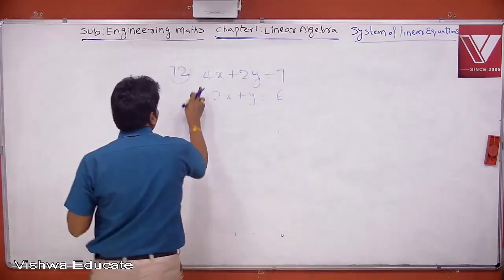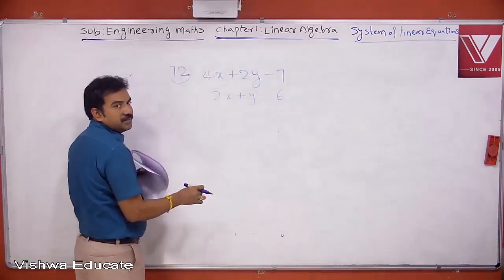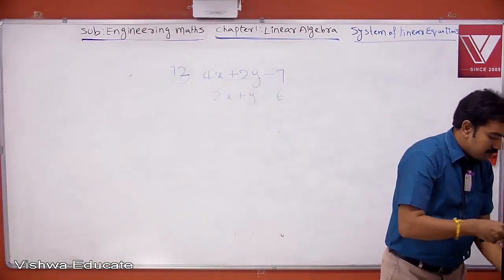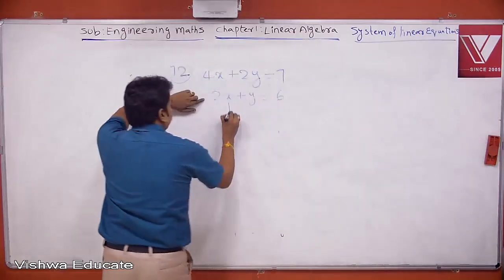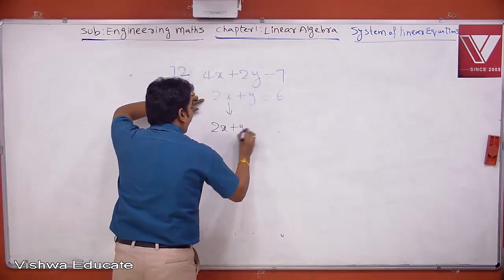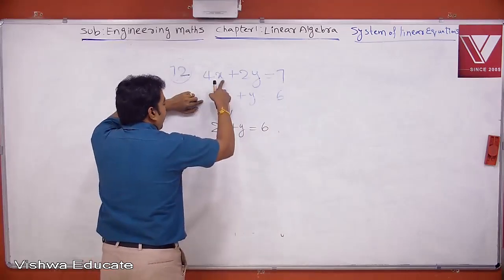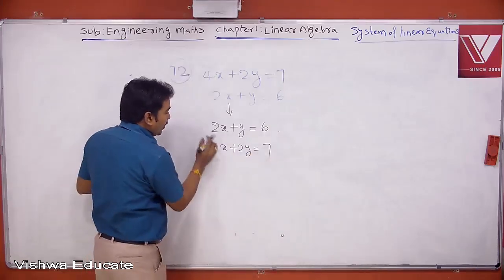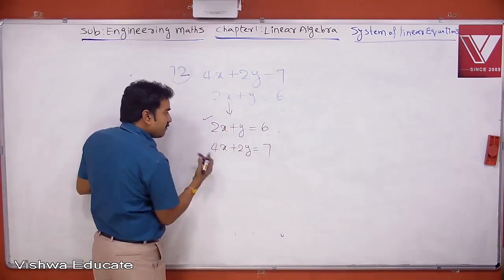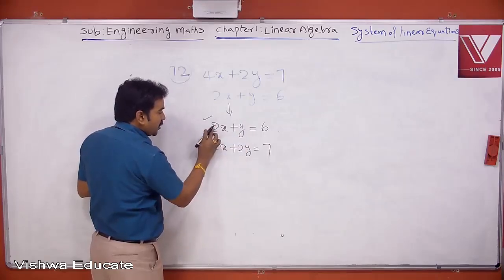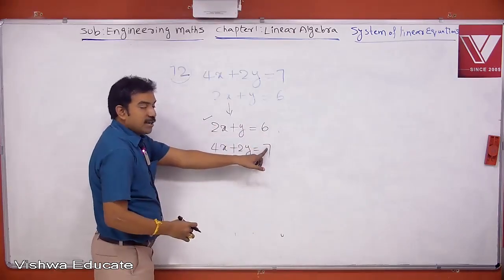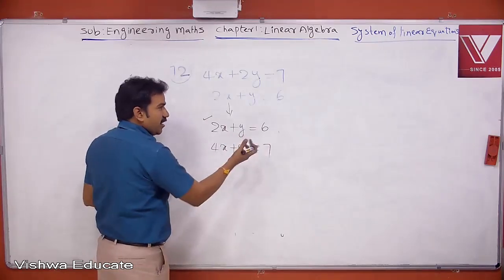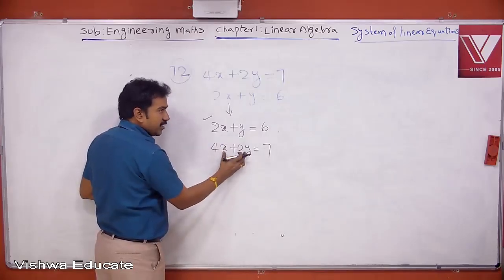Now look at the first equation. This is 2 times of this. My original equation is 2x plus y equal to 6. The first equation is 4x plus 2y equal to 7. Actually this equation is multiplied by 2 only on the left side. If it is multiplied by 2, this must be 4x plus 2y equal to 12. But this is a number other than 12. Therefore it has no solution. It is inconsistent. Very simple, when you take 2 common here.